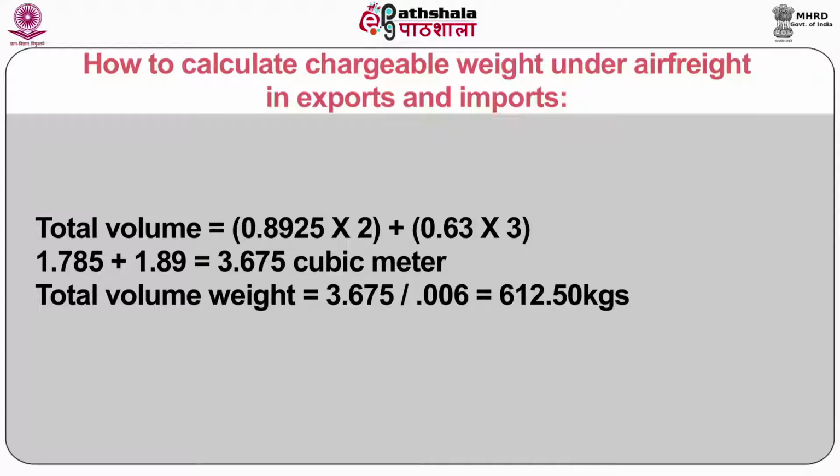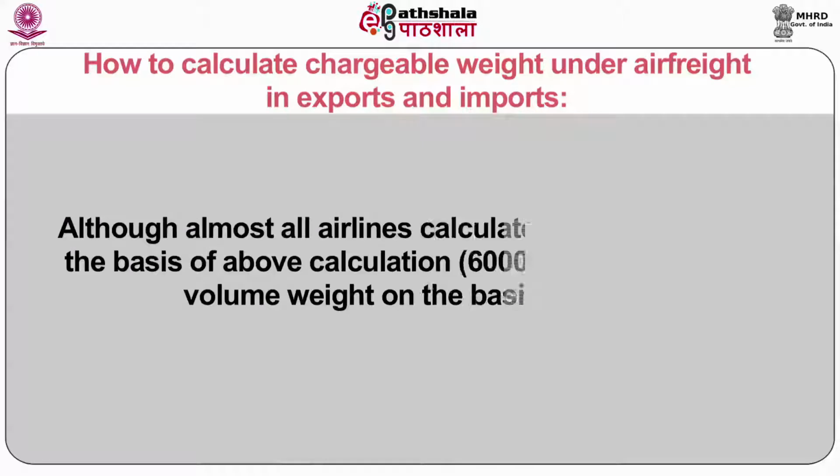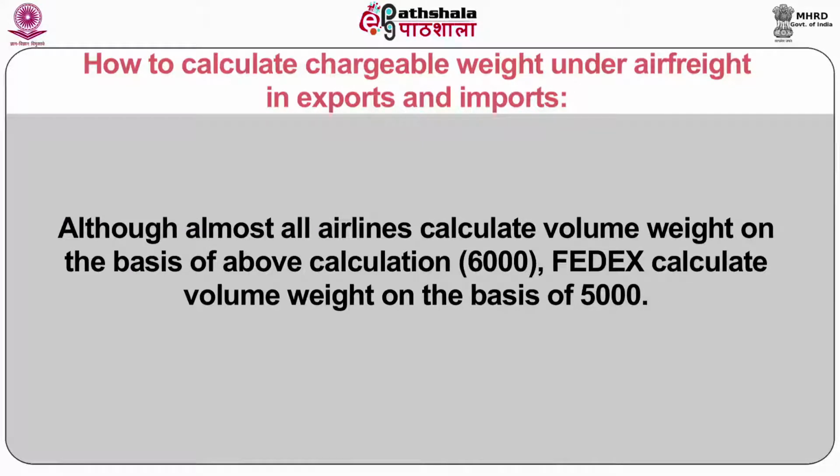Total volume weight equals to 3.675 divided by 0.006 equals to 612.50 kgs. Although almost all airlines calculate volume weight on the basis of above calculation, that is 6000, FedEx calculate volume weight on the basis of 5000.